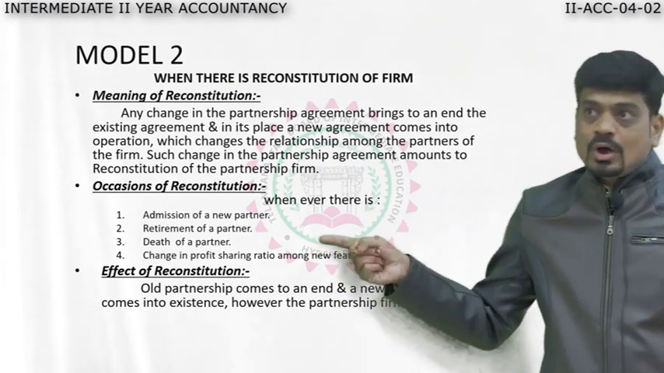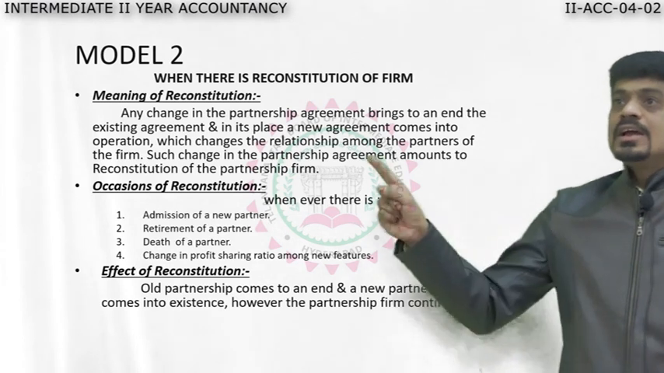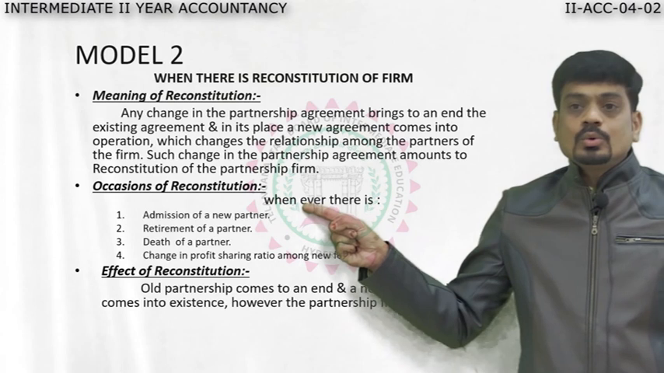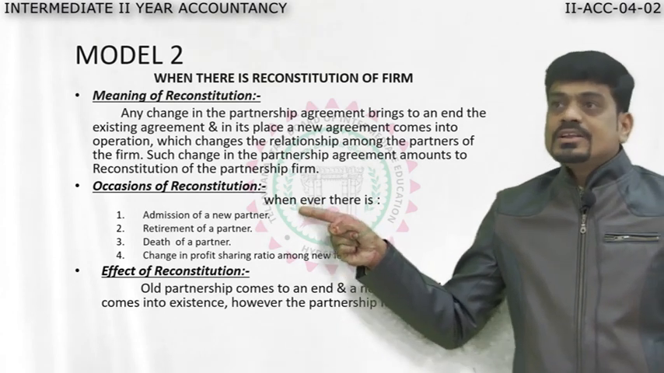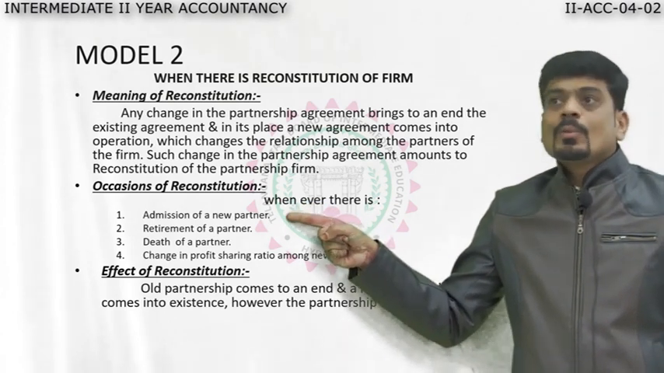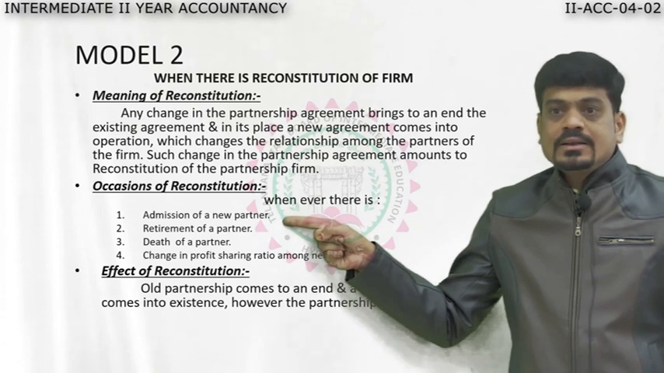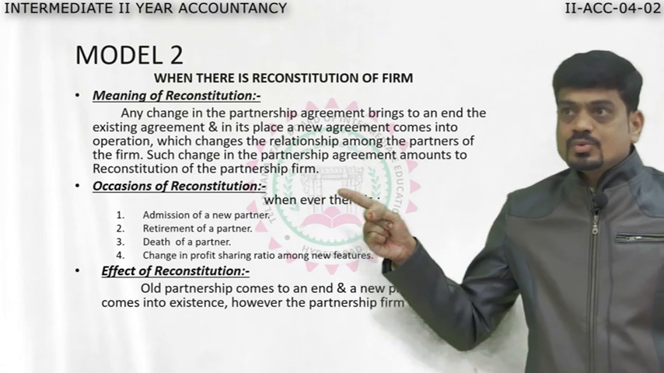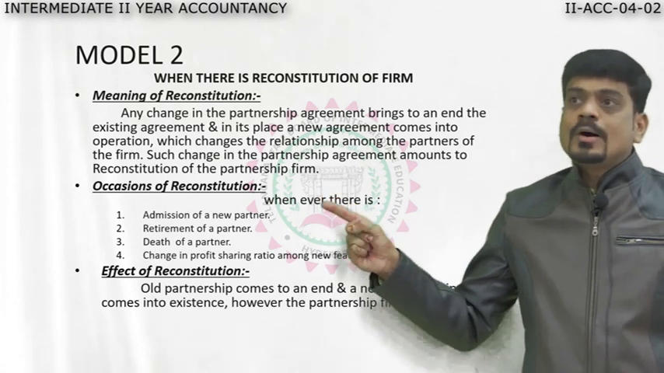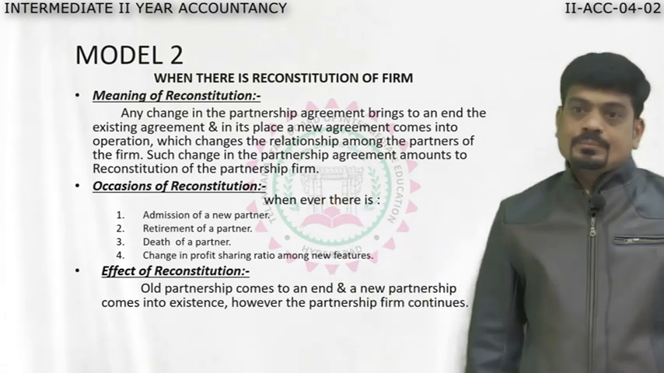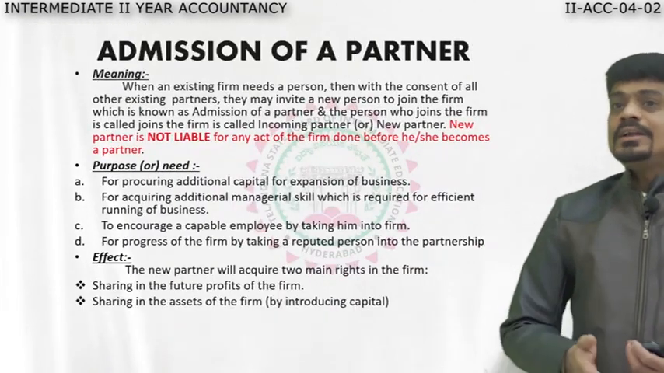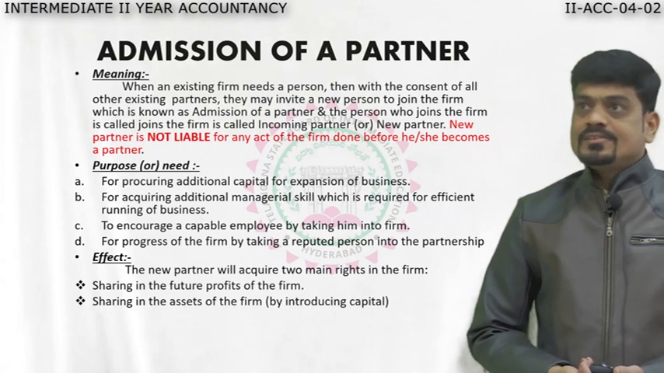Based on this reconstitution, in our intermediate syllabus we are prescribed how to do the problems, that is, how to reconstitute the firm when there is admission of a partner and retirement of a partner. My focus in today's class is to teach you about admission of a partner. And this is one of the important 20 marks questions which we can expect.